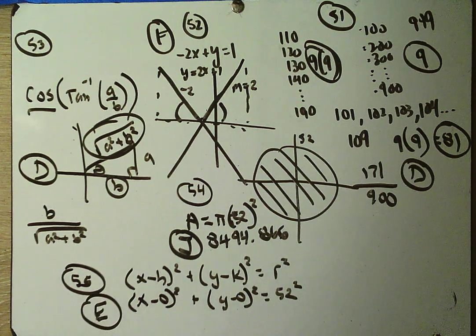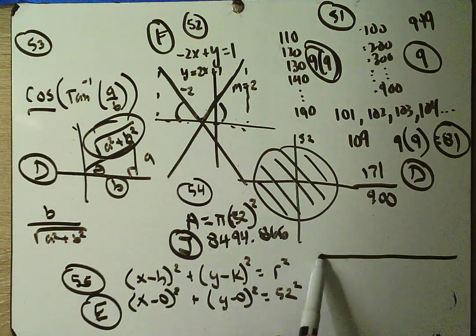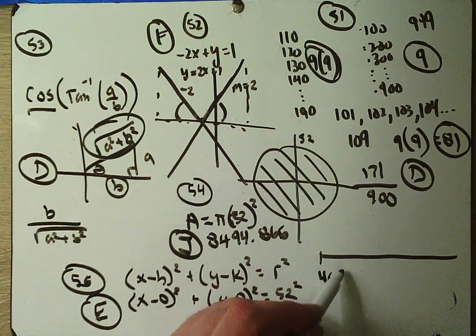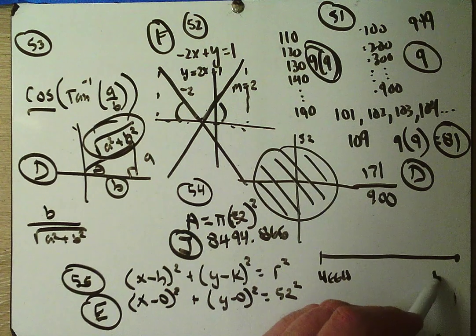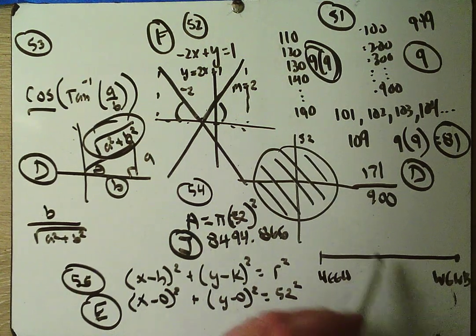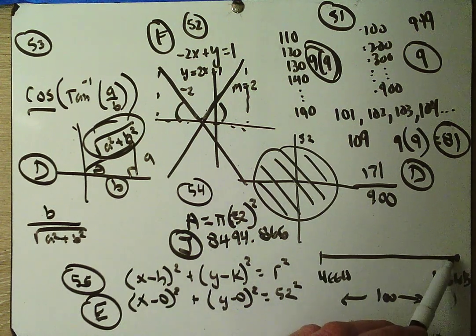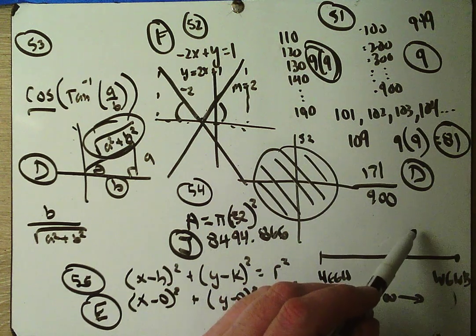Can I fit 56 here? Well, let's see. It says that radio station WGGW and another radio station WGWB are on the same highway 100 miles apart. So WGGW and over here WGWB. This distance is 100 miles. The radio signal from this one goes 60 miles.